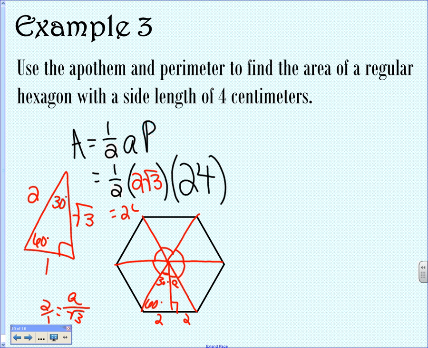Okay, 24 square roots of 3 centimeters squared, or what is that as a decimal? 41.6 centimeters squared. Okay.